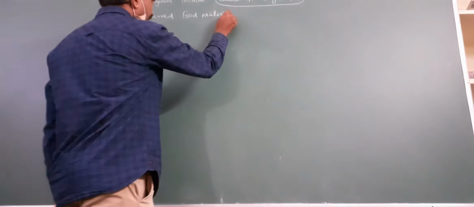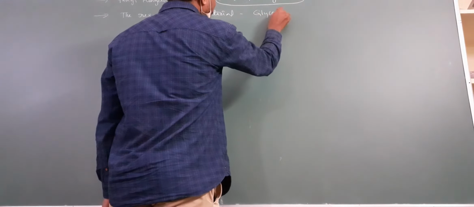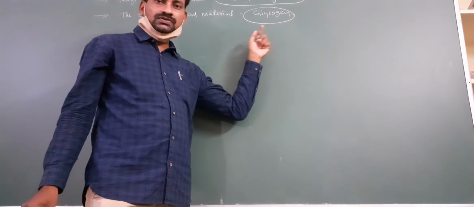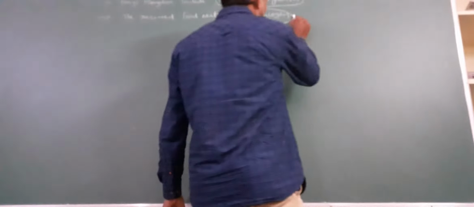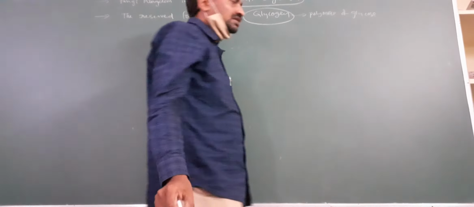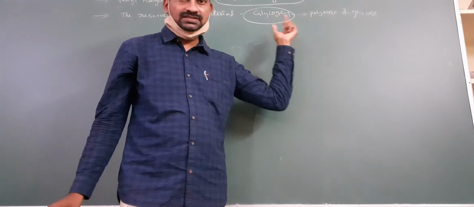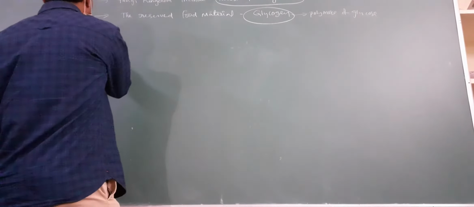And the reserved food material is glycogen. You know very well, glycogen is a polymer of glucose. In humans, glycogen is also the reserved food material, just like in fungus. This glycogen is stored in the liver. The synthesis of glycogen from glucose is called glycogenesis.